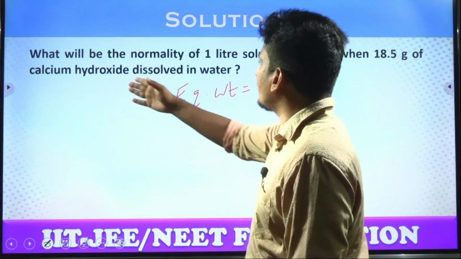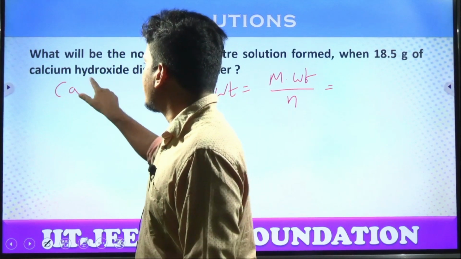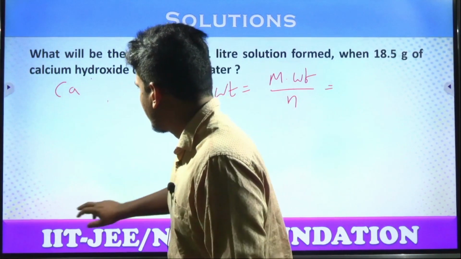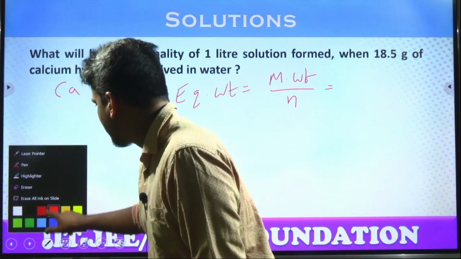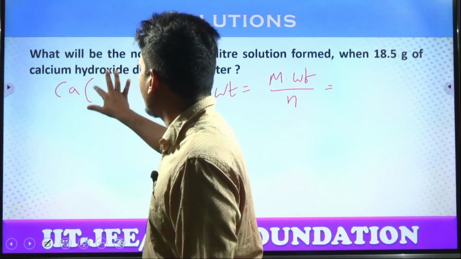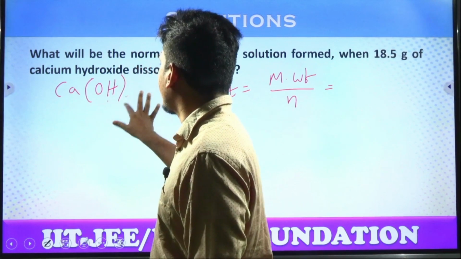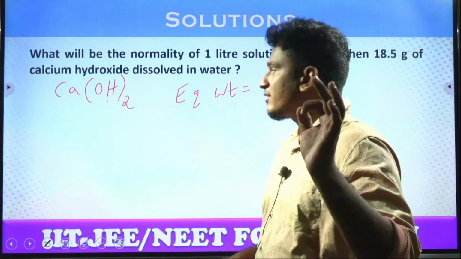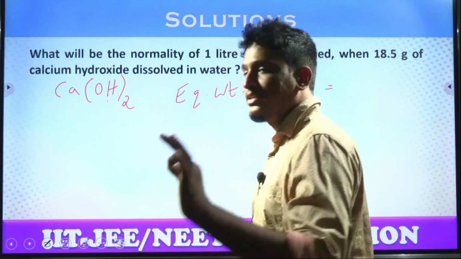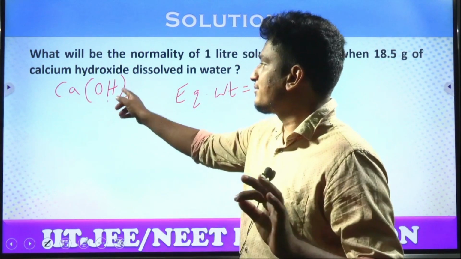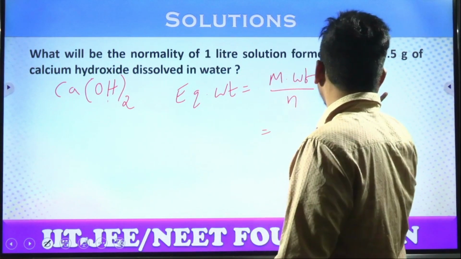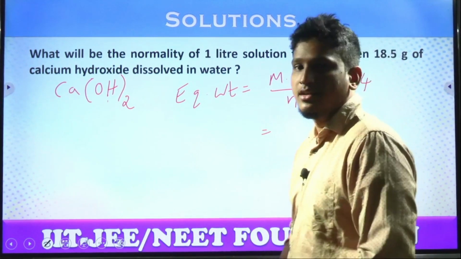What is the molecular weight? Students, the calcium hydroxide formula is Ca(OH) taken twice, Ca(OH)2. Now find the molecular weight of calcium hydroxide. Calcium atomic mass is 40. Oxygen is 16. Hydrogen is 1. 16 plus 1, 17 into 2, 34, plus 40. How much? 74 grams is the molecular weight.